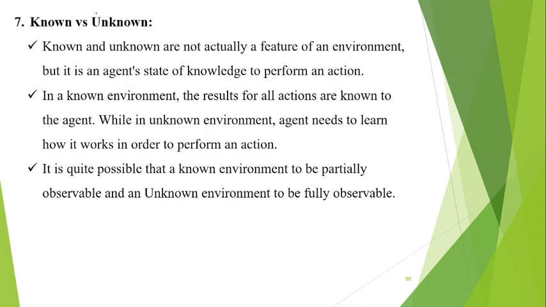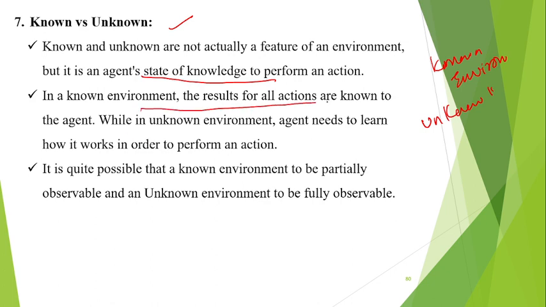The seventh one is known and unknown. Known and unknown are not actually a feature of the environment, but of the agent's state of knowledge. We have a known environment and an unknown environment. The agent's state of knowledge is about performing the action. This means if the agent knows the environment, it is able to perform the action. If the agent does not know the environment, it cannot perform the action. In a known environment, the results of all actions are known to the agent, while in an unknown environment, the agent needs to learn how it works in order to perform the action.